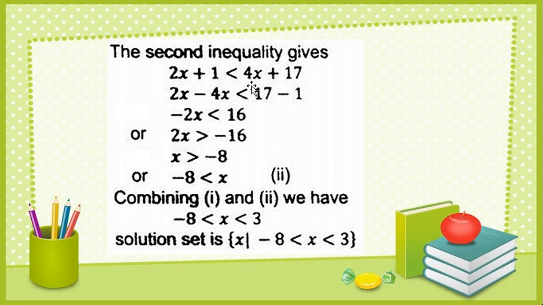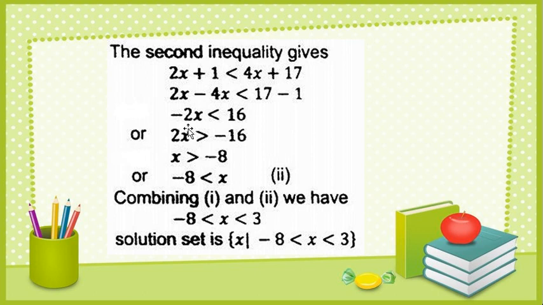Now this 4x, you are observing it is positive on the right hand side, move it to the left side, it becomes negative. So 2x minus 4x becomes minus 2x. As they have opposite signs, they will be subtracted, and the sign of greater value will come with the answer. And this plus 17 and plus 1, move it to the other side, it becomes minus. So 17 minus 1 equals 16.